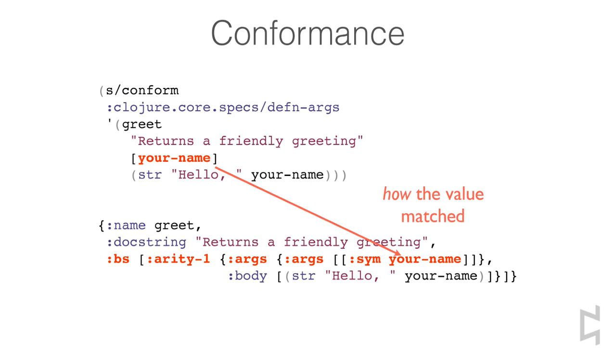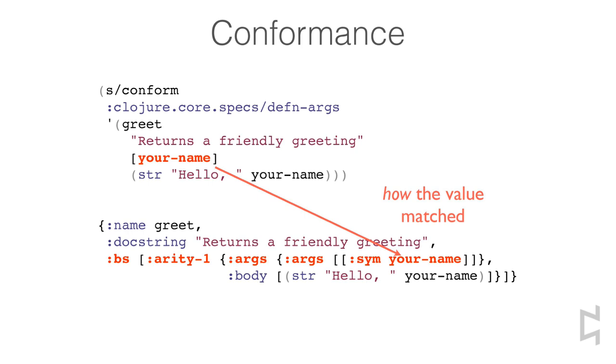Conformance is the flip side of explanation. This tells you how your data was right. So here I'm conforming the args to defn, and I'm going to get back a path that says what the names of things in the spec that matched are. So each one of those path elements, Bs is short for bodies, the arity one body, the args of that should have a symbol, which is your name.